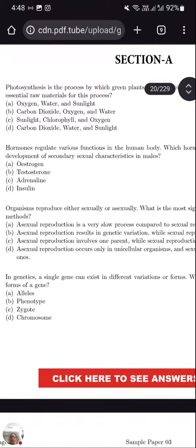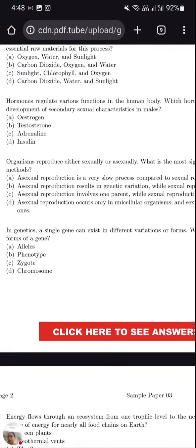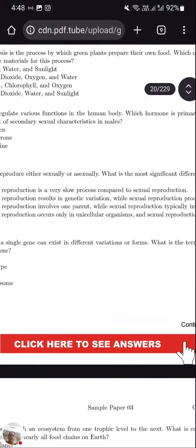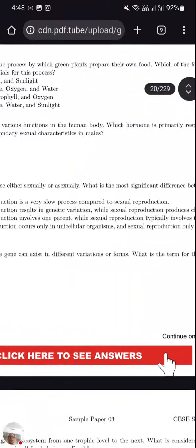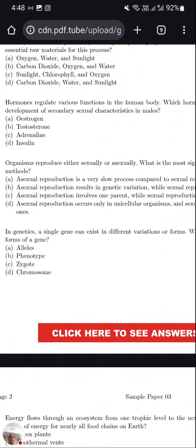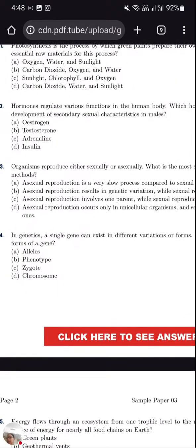Second question, hormones regulate various functions in the human body. Which hormone is primarily responsible for the development of secondary sexual characters in males? Testosterone. Testosterone is the male sex hormone which helps in the development of secondary sexual characters.